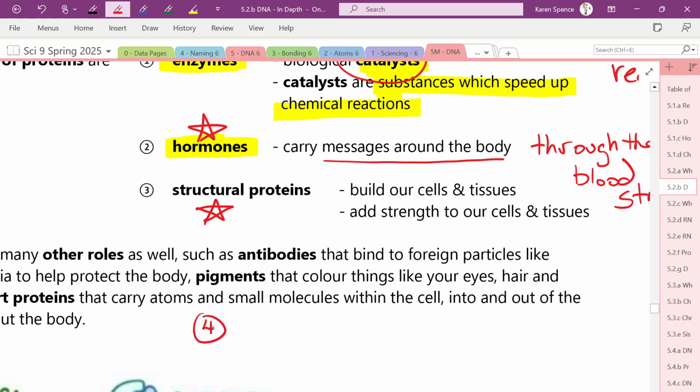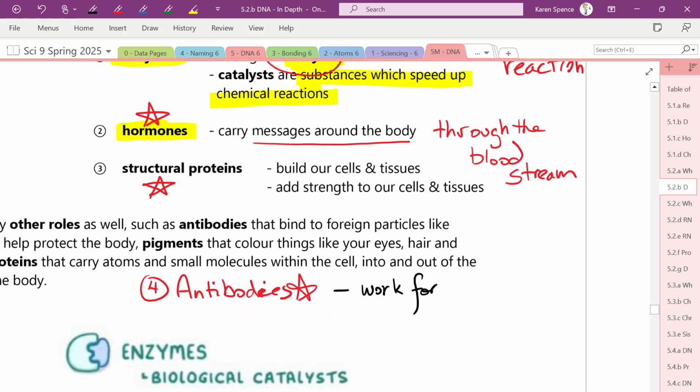There are also a couple of other roles. So we could list them as 4 and 5. 4 is antibodies. Tell your partner what you think antibodies do. What do you think of when you hear the word antibody? Which body system do antibodies work in? It works in your, starts with an I, your immune system, yeah. So antibodies work for the immune system.